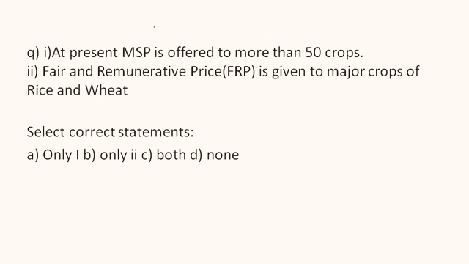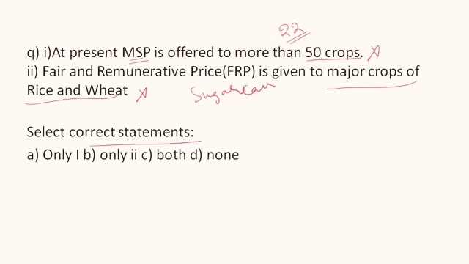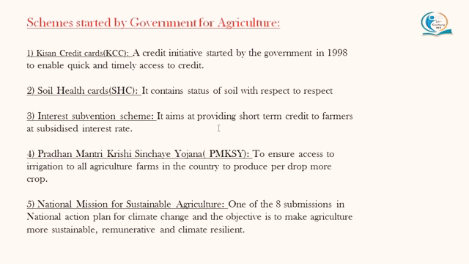You can expect a prelims question like: at present minimum support price is offered to more than 50 crops. In our previous slide we have discussed that hardly 22 crops are given that MSP, not 50 crops. So the first statement is absolutely incorrect. Fair and remunerative price is given to major crops of rice and wheat. This statement is also incorrect because FRP at present is issued only to sugar cane. So the correct answer is none of the above.